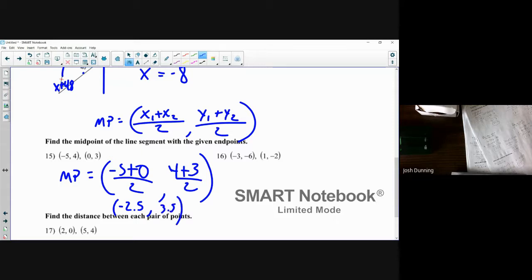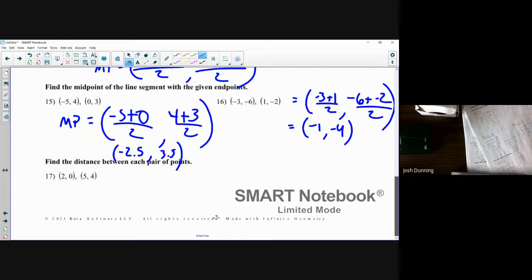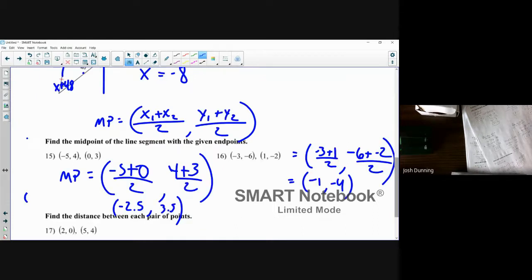Now, when you do this on 16, you get -1, -4. Again, you just add them up, divide by 2. 17, distance formula.